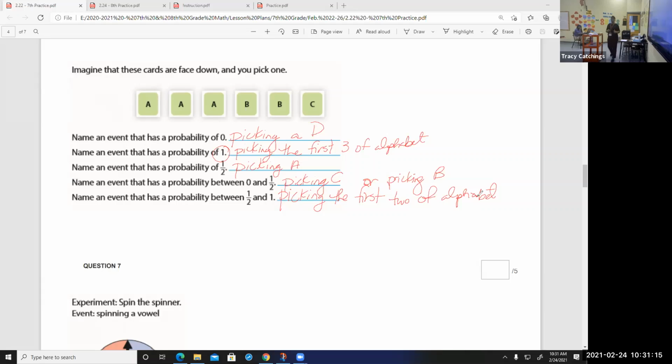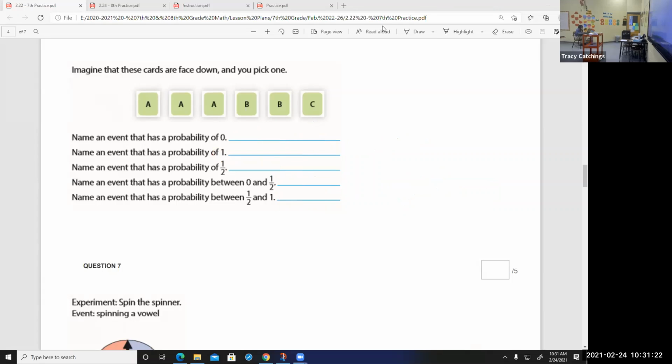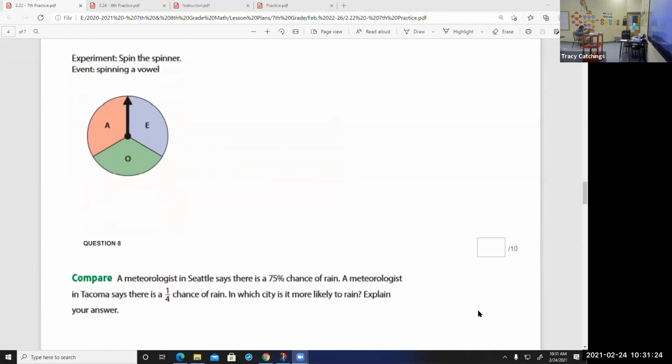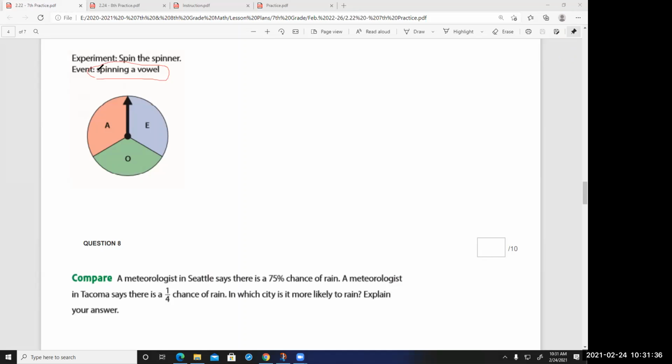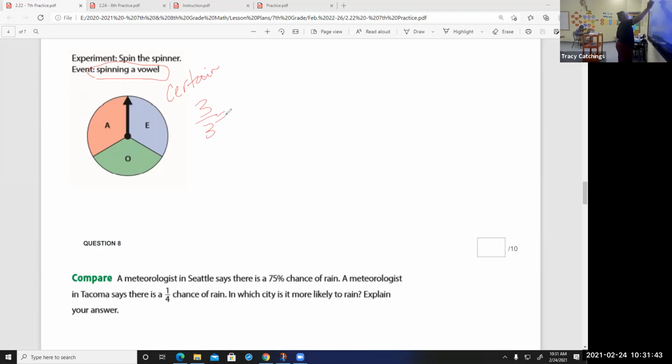All right, y'all got it? All right, looking at number 7, they said they spun the spinner and they spun the vowel. How many vowels are on that spinner? What will be our probability? 3 out of 3. Wow. And regardless of what I do up there, it's gonna be a vowel.